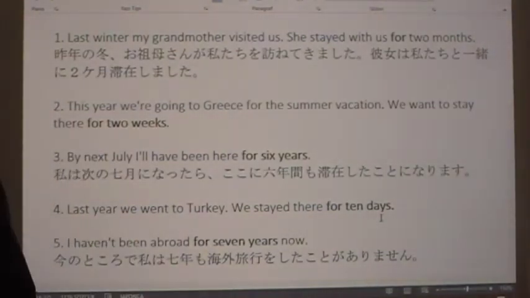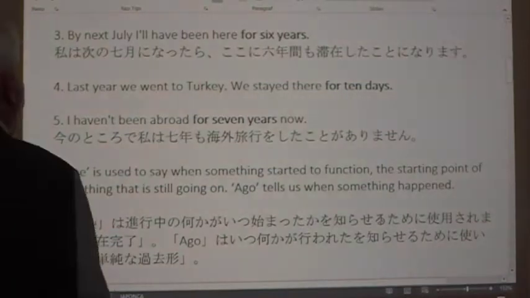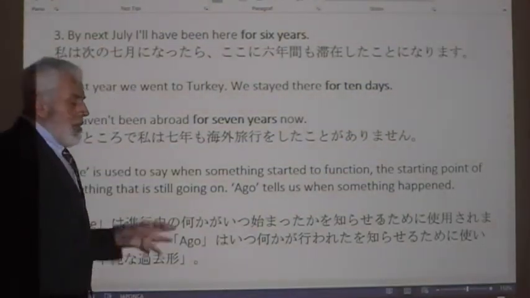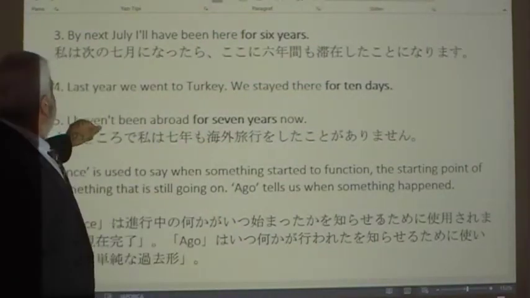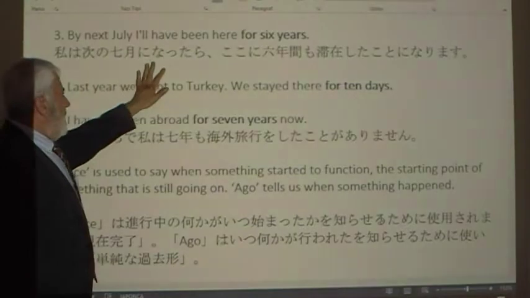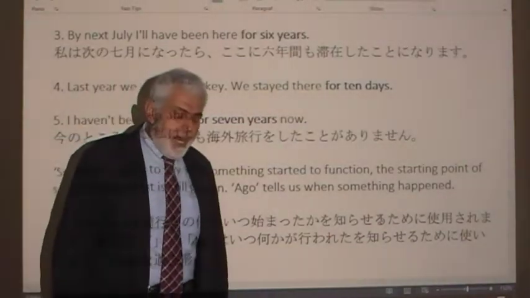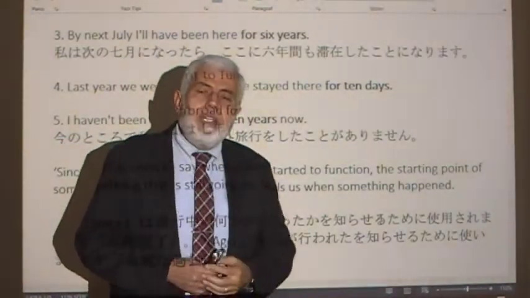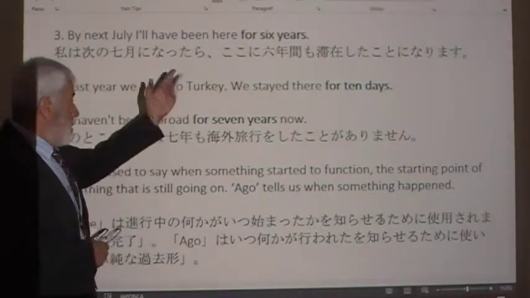By next July, I'll have been here for 6 years. By next July, 次の7月。July は7月。January, February, March, April, May, June, July. 私は次の7月になったら、ここに6年間滞在したことになります。まだ6年になってないけれど、7月になったら6年間になります。So, for six years.